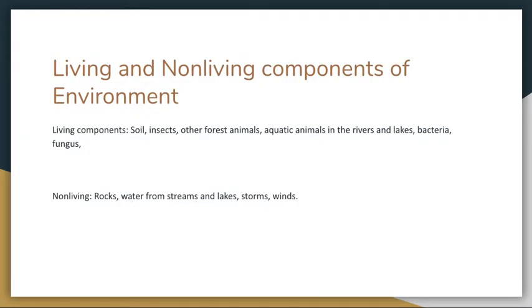Some living and non-living components of the environment of a pine tree. Some living components are the soil, insects, other forest animals, and then aquatic animals in the rivers and lakes. The various bacteria and fungus are also living components. Some non-living components are rocks, water from the streams and lakes, storms, and winds.